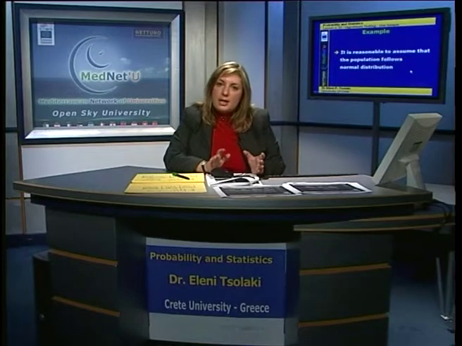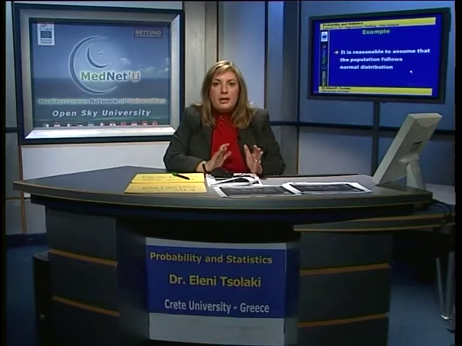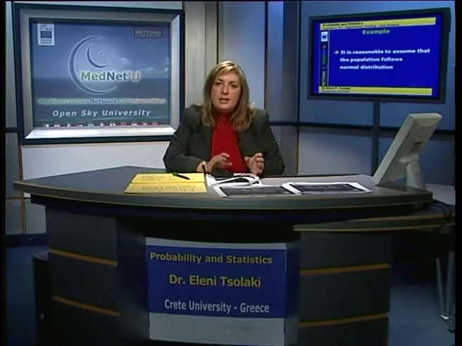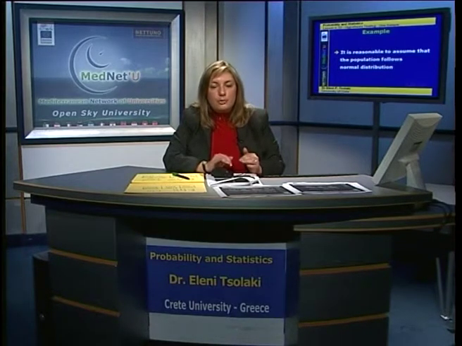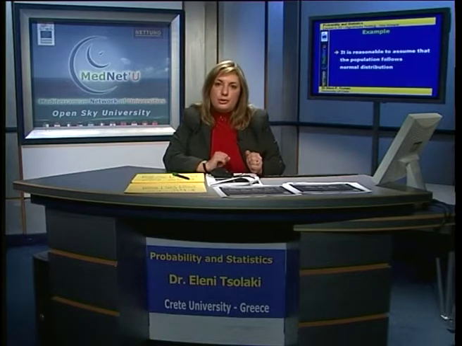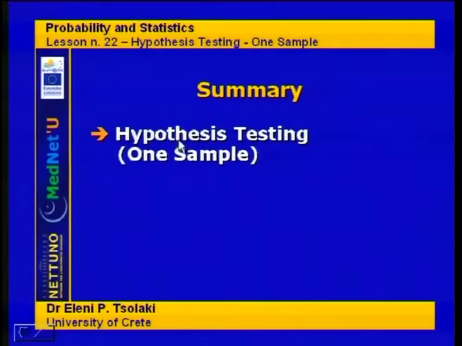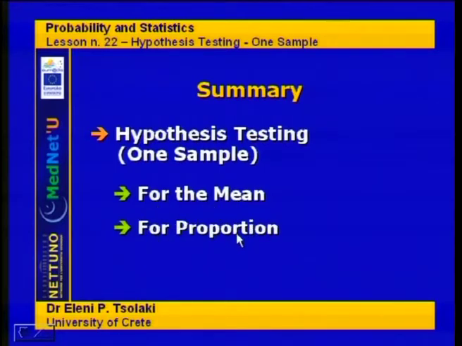Now we have seen hypothesis testing. In our next lesson we are going to continue with hypothesis testing when we have two samples, when we have two populations. So in this lesson we have seen hypothesis testing for one sample, for the mean, for proportion, and for the variance.